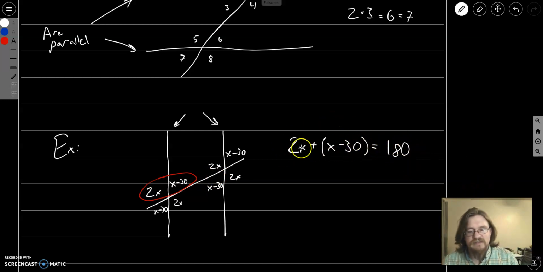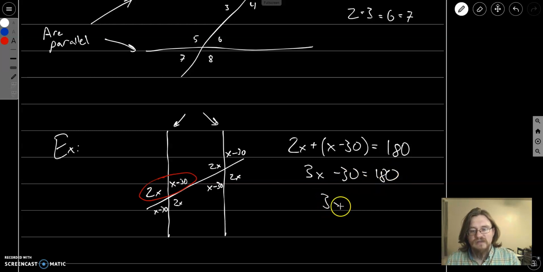So let's add these together. 2x and x is going to be 3x. Minus 30 is 180. Move the 30 to the other side. We're going to get 210. So x is going to be 70. So plugging in 70 into 2x gives us, okay, this angle is 140. And then the x minus 30 in the middle there, 70 minus 30, well, that's a 40-degree angle.